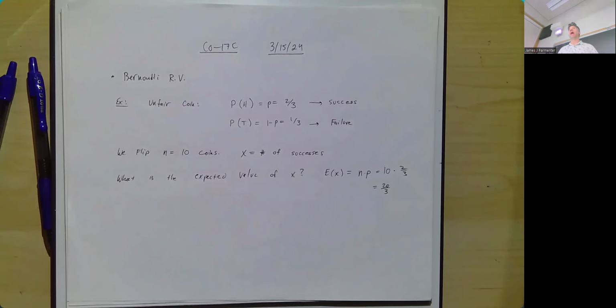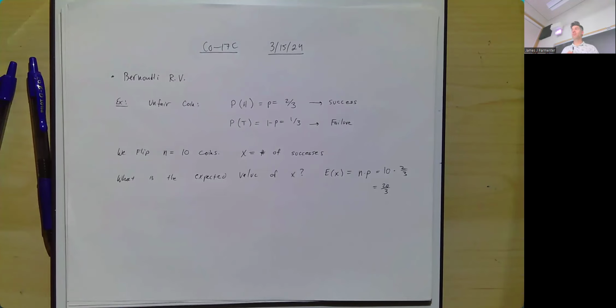Now, obviously, you're never going to actually get that number when you flip one iteration of this, but if you keep doing it again and again, over time, you would expect the average to tend towards that number. And yes, there's a lot of math behind how you get from the expected value being this giant formula down to that, but I don't think you have to know that math.